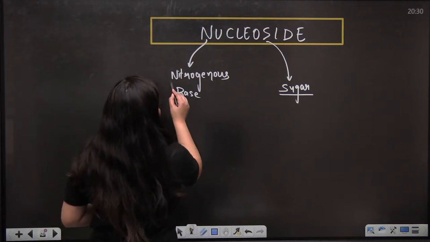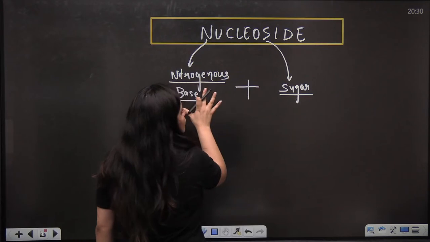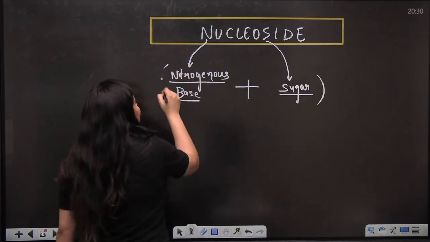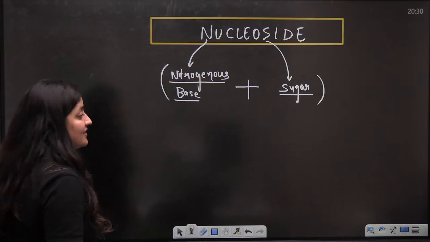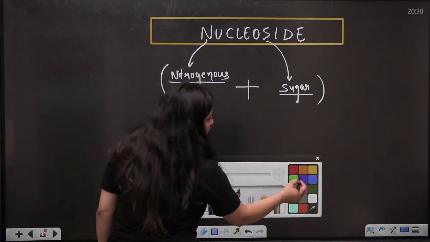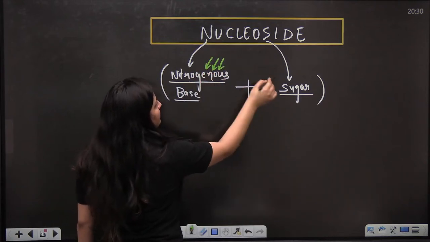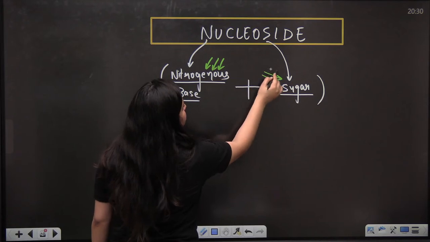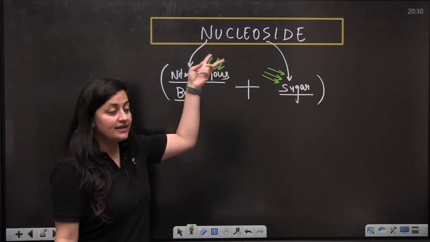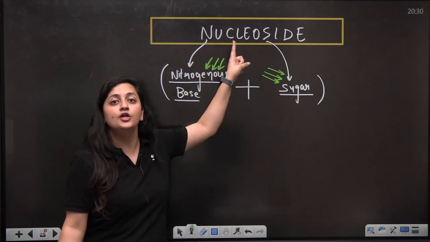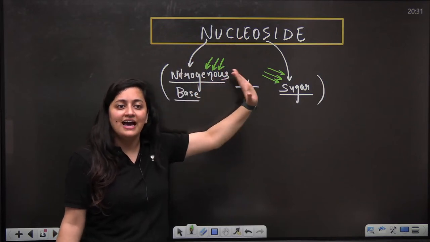Now just look at it. We have the nitrogenous base and sugar. Nitrogenous base plus sugar together make nucleoside. This is what you people need to write: nitrogenous base plus sugar. So in this word, the trick is hidden. Nucleoside: N stands for nitrogenous base, S stands for sugar.